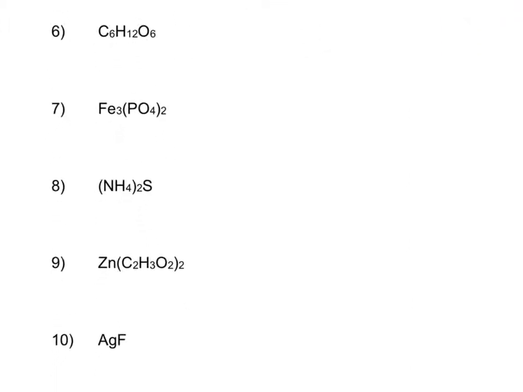Let's take a look at number 7, because this is a little tricky with the parentheses and the numbers. So Fe3, this would be called ferric phosphate. Iron sometimes has the name ferric or ferrous. So Fe3, iron on the periodic table, 55.85. So we have 3 times 55.85 plus.